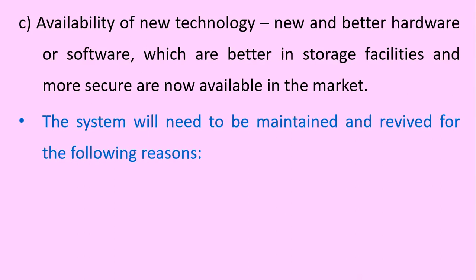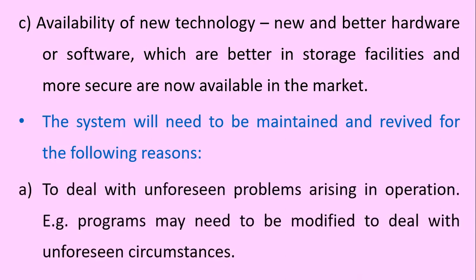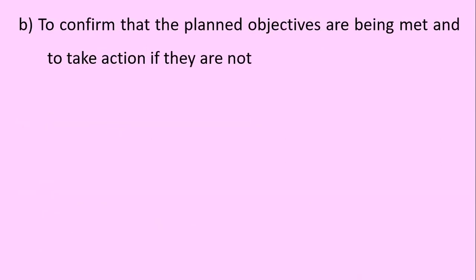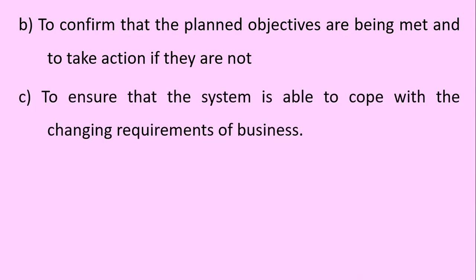The system will need to be maintained and revised for the following reasons. Number one, to deal with unforeseen problems arising in operation. For example, programs may need to be modified in order to deal with unforeseen circumstances. Number two is to confirm that the planned objectives are being met and to take action if they are not. Number three is to ensure that the system is able to cope with the changing requirements of business.